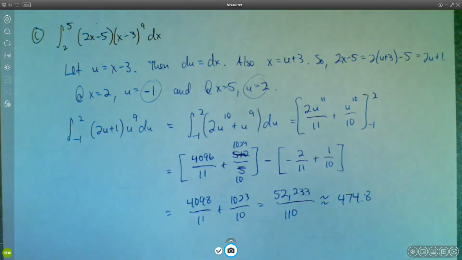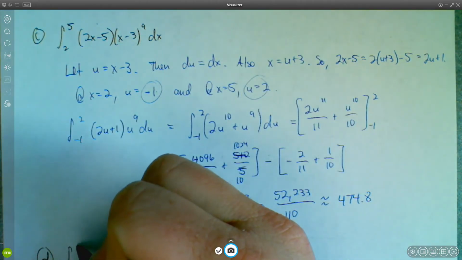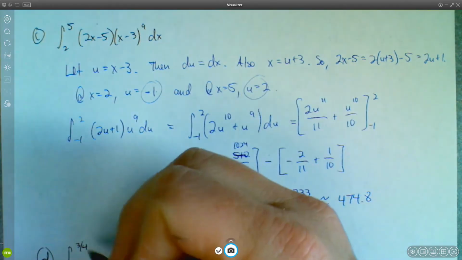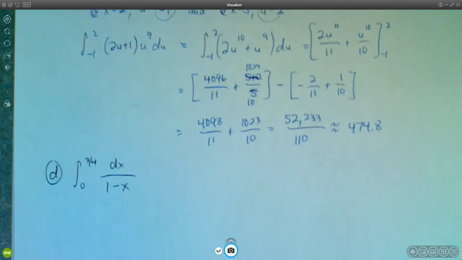Okay, let's do another one. Two more. Integrate from 0 to 3/4. Let's do dx over 1 minus x.